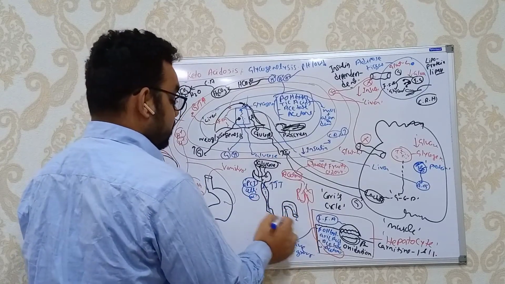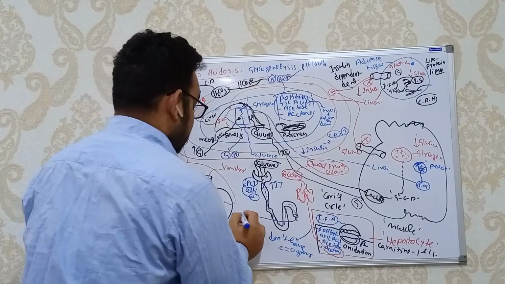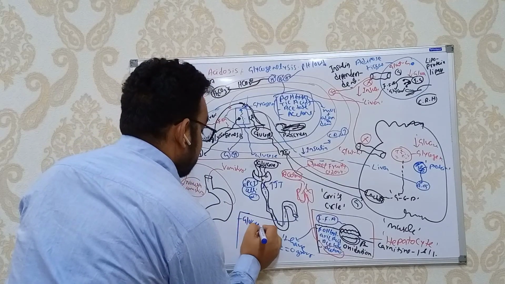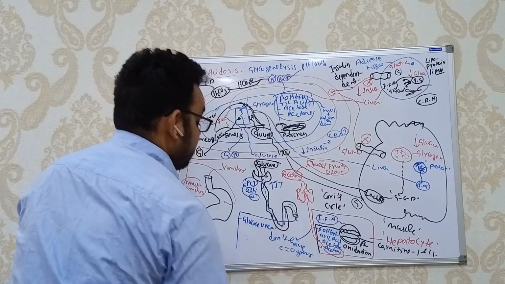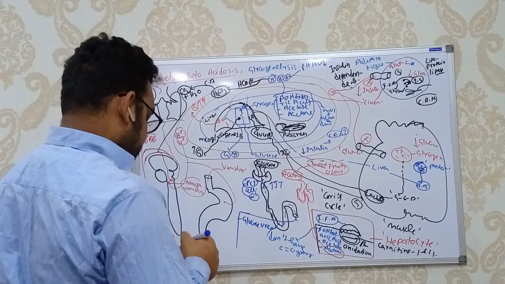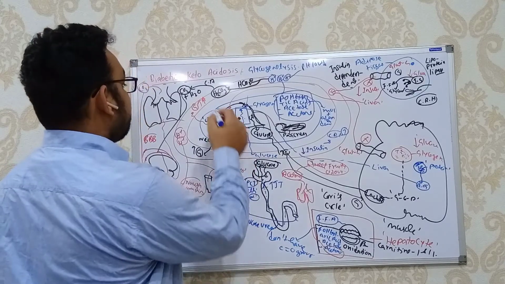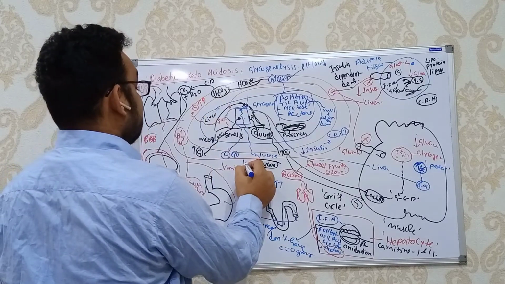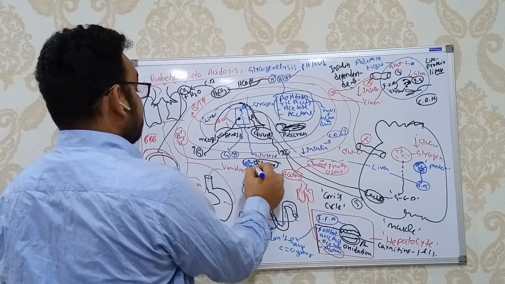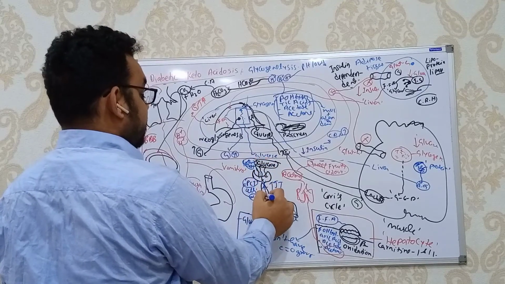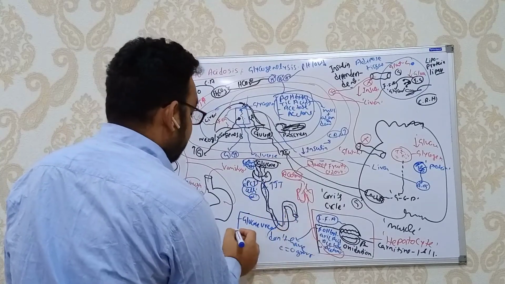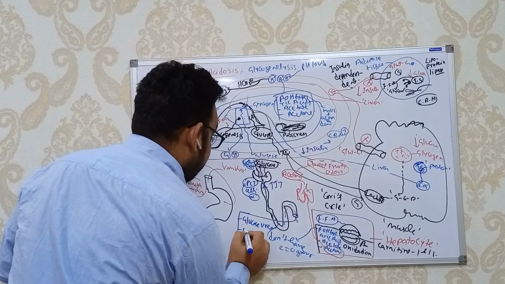The presence of glucose in the urine causes what? Glycosuria, we can say glucosuria. Then there will also be production of more ketone bodies. The ketone bodies will also be filtered, so some amount of ketones will come out in the urine. So we can also see ketonuria.